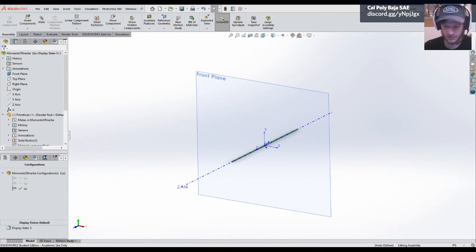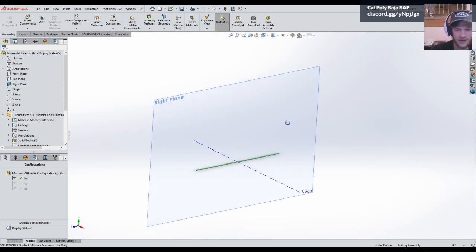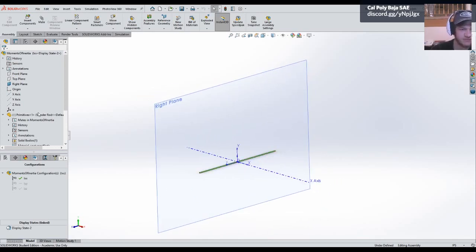Let's see, is that the one? There we go. Okay, so back to SolidWorks here. Back to my X moment. And I just made some primitive shapes. So just some simple shapes.